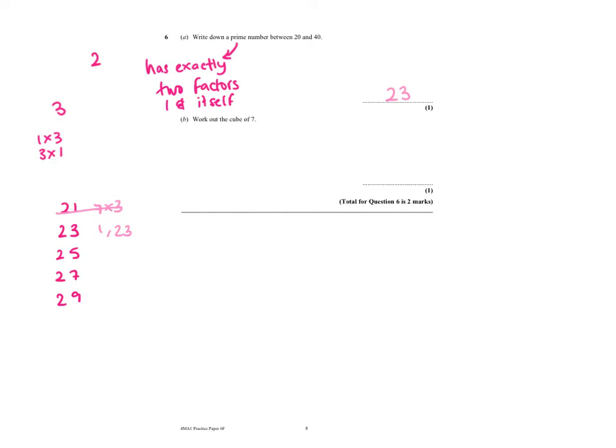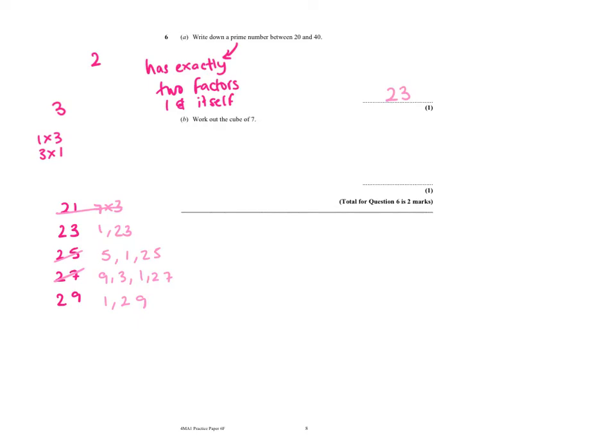For example, 25, I could also make 25 using 5 squared, so its factors are 1, 5 and 25. It has more than 2 factors, it's not prime. 27, again, I can make that using 9 and 3, as well as 1 and 27, that's not prime. 29, though, is prime. I can only make 29 by using 1 and 29. So you could have even put 29. And there are some other prime numbers between 30 and 40 for you to find out.